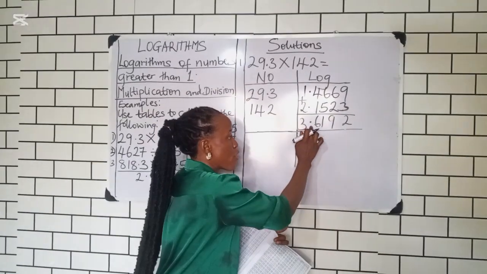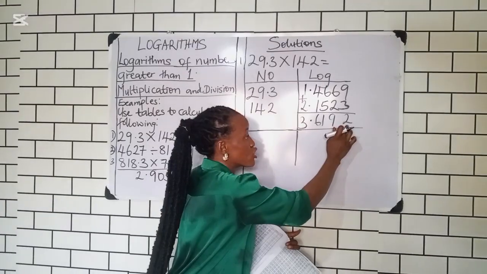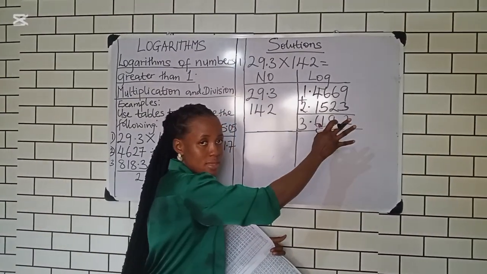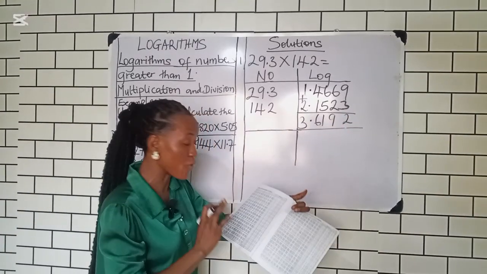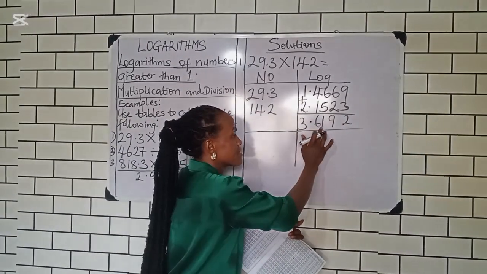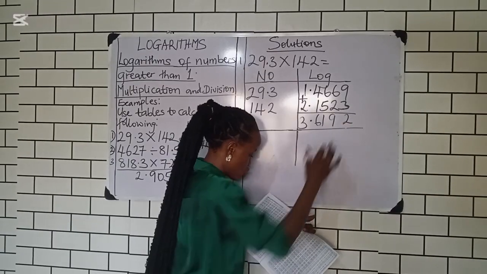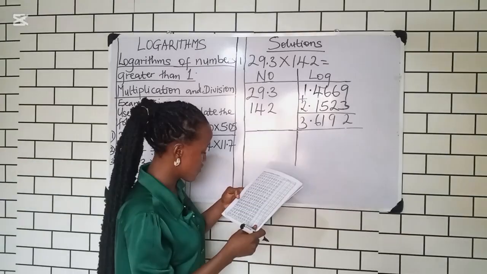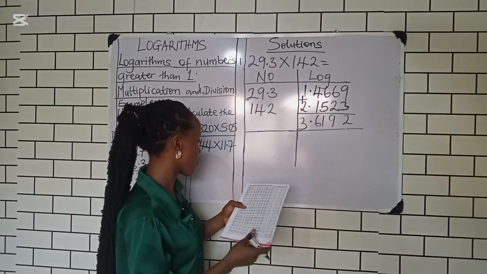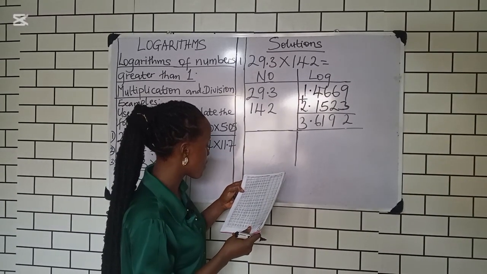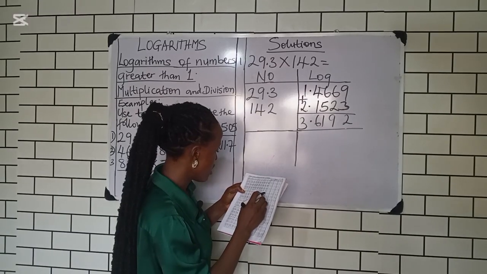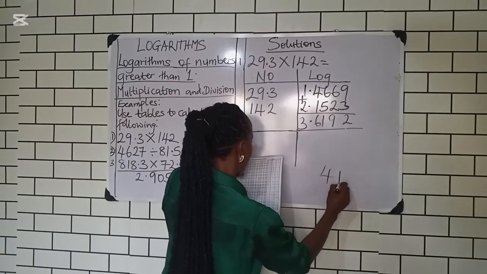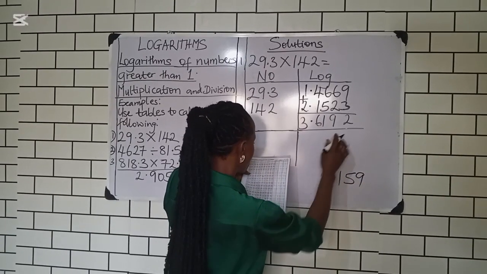Just look for 0.61 under 9, difference of 2. If you are making use of a calculator, you just press everything together. But while using your 4-figure table, just look for 0.61 under 9, difference of 2. The work of the characteristic part will come later. Looking for 0.61 under 9, it is 4159. Difference of 2.